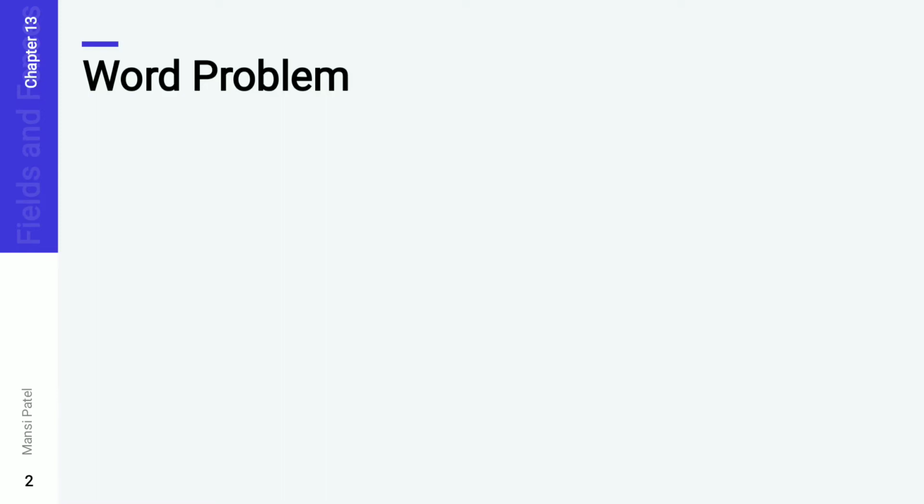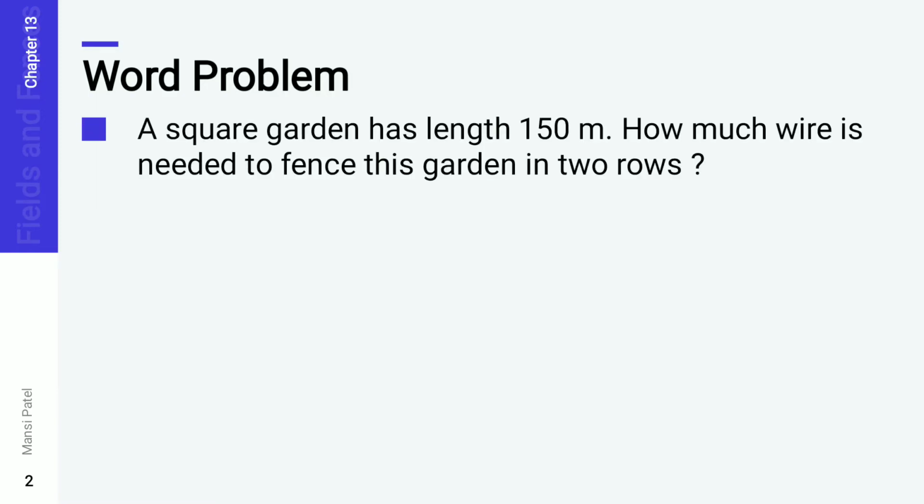Word problem. A square garden has a length of 150 meter. What is the length of the square garden? That is 150 meter. How much wire is needed to fence this garden in 2 rows? If they want to do the fencing around that garden, how much wire is needed to make the two fences, to make 2 rows?